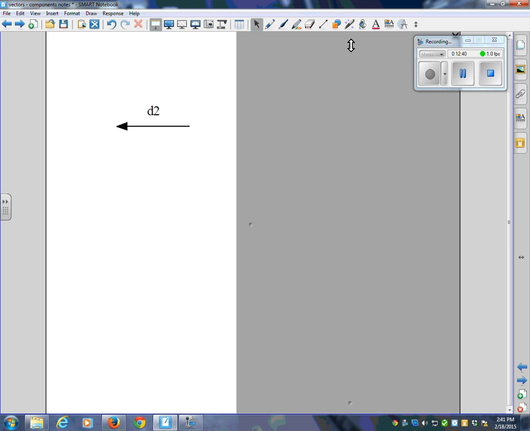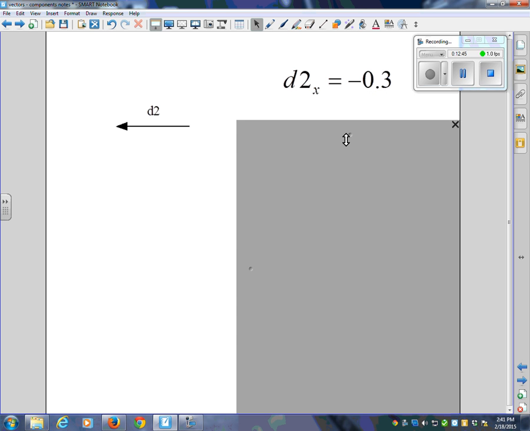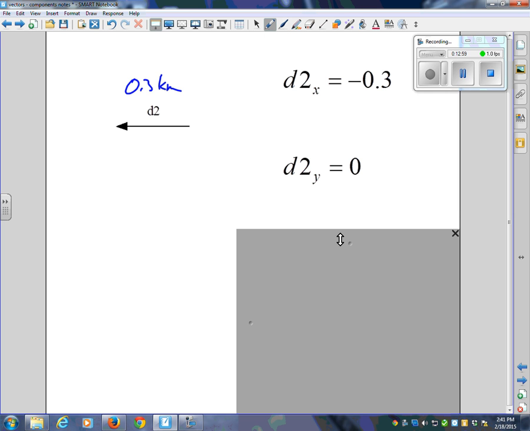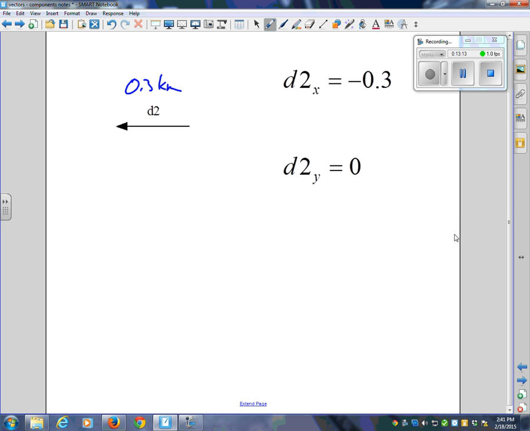So D2 is not a triangle because it's due west, and so what is the X value? Negative. Now, it was 0.3 kilometers. Why is it minus 0.3? It's going left. Right you are. What is the Y value? Why is it 0? Because it doesn't go up or down. Flat. Everybody with me so far? More or less, right? I'll go back at the end of all this and summarize the steps again.